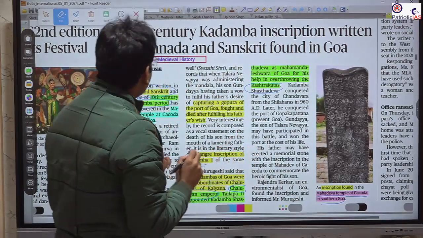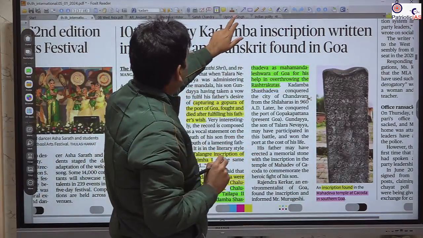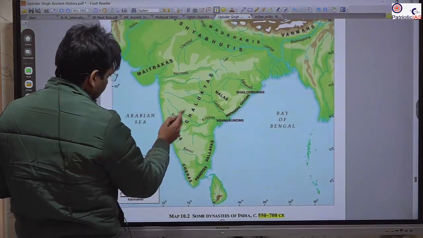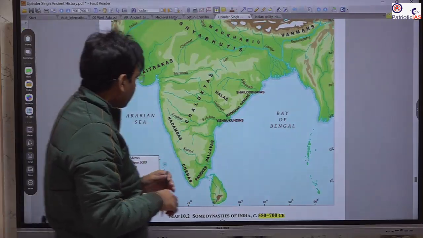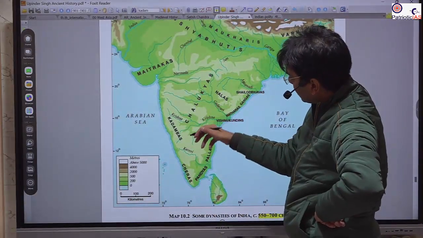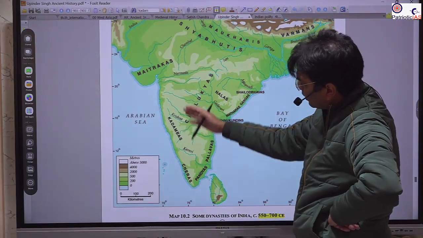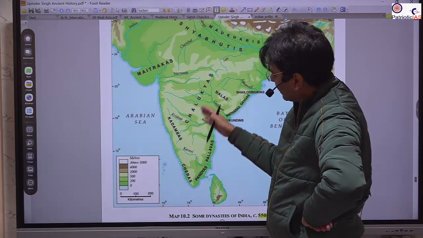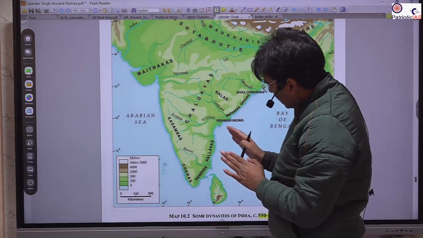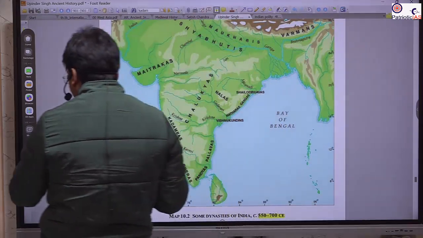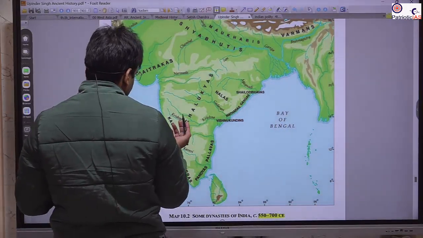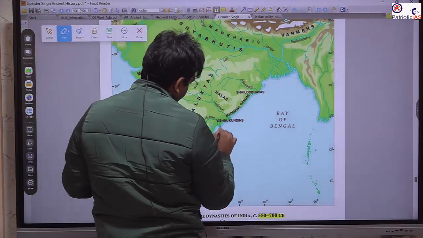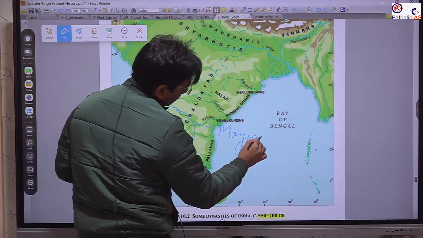Actually, the Kadamba kingdom belonged to this region, and they were fighting with the Pallavas and Chalukyas. Later the Chalukyas won this area, and the Kadambas became feudatories under the Chalukyas. So you should know the most important ruler who started the Kadamba dynasty. It was started by Mayura Sharma.